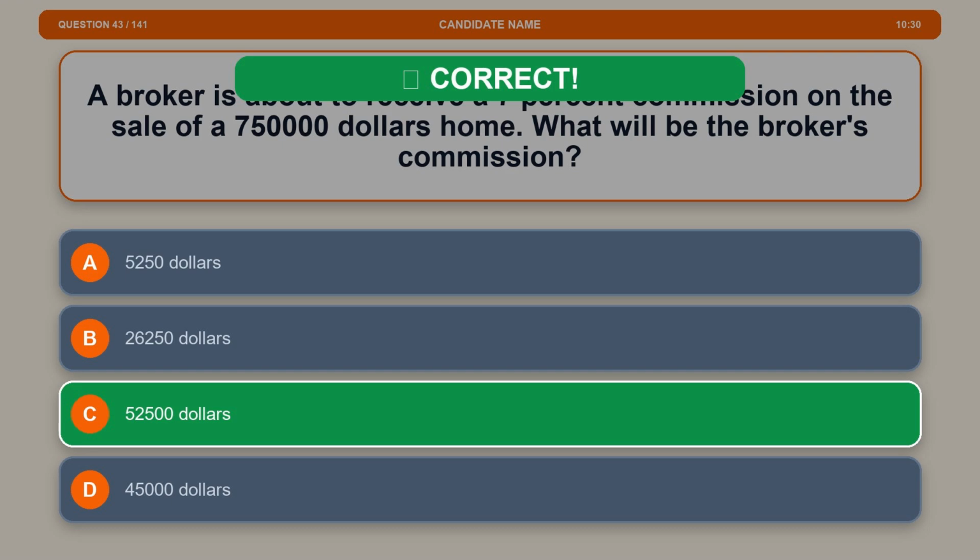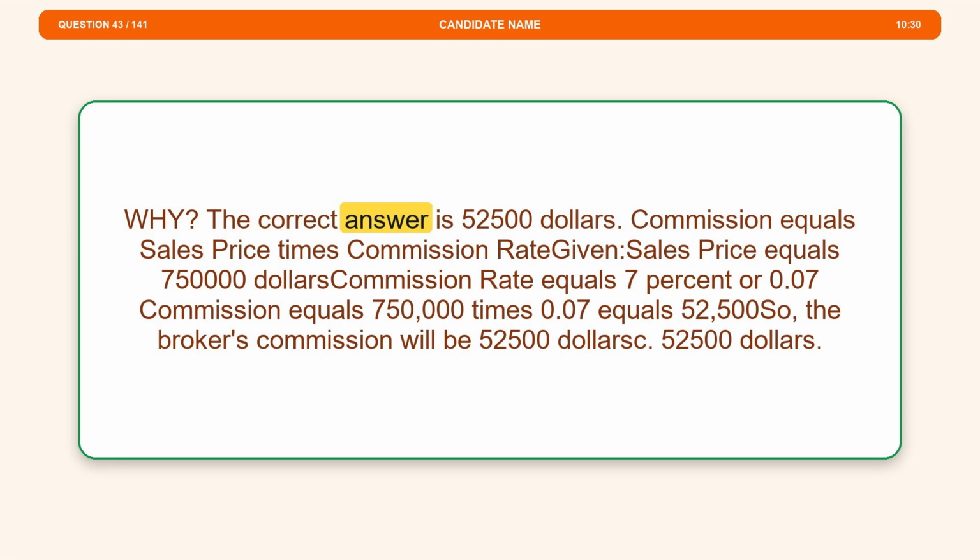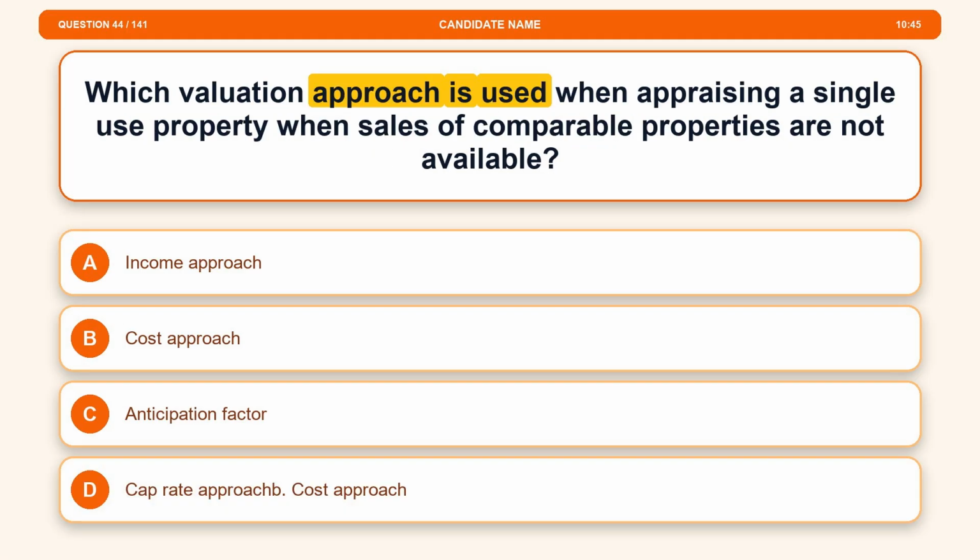The correct answer is option C, $52,500. Commission equals sales price times commission rate. Sales price equals $750,000. Commission rate equals 7%, or 0.07. Commission equals 750,000 times 0.07 equals 52,500. So the broker's commission will be $52,500.